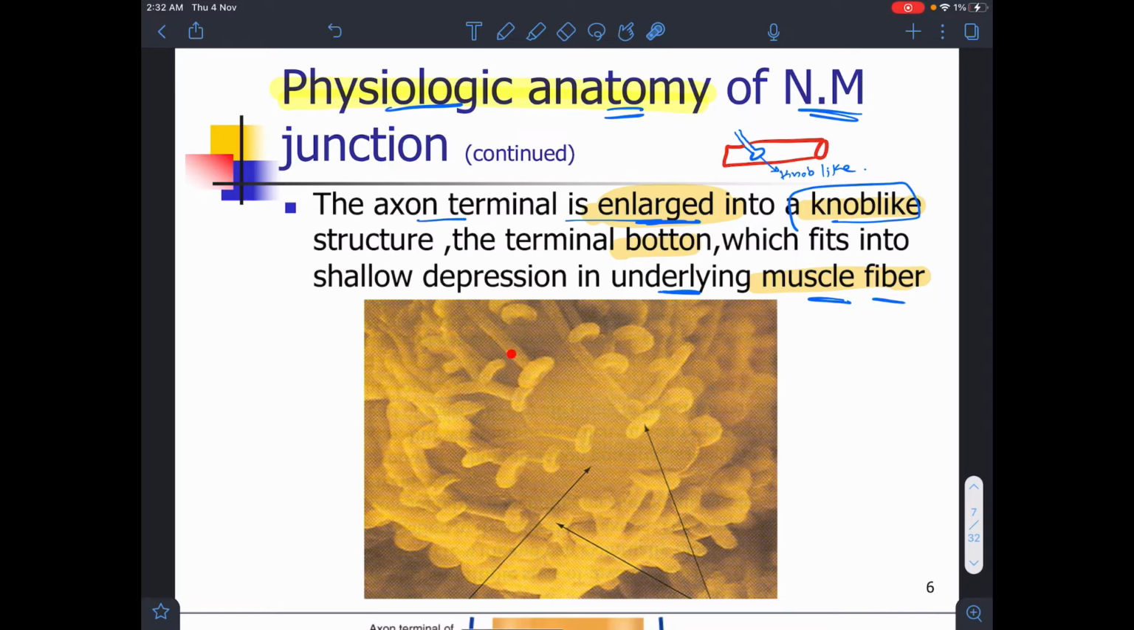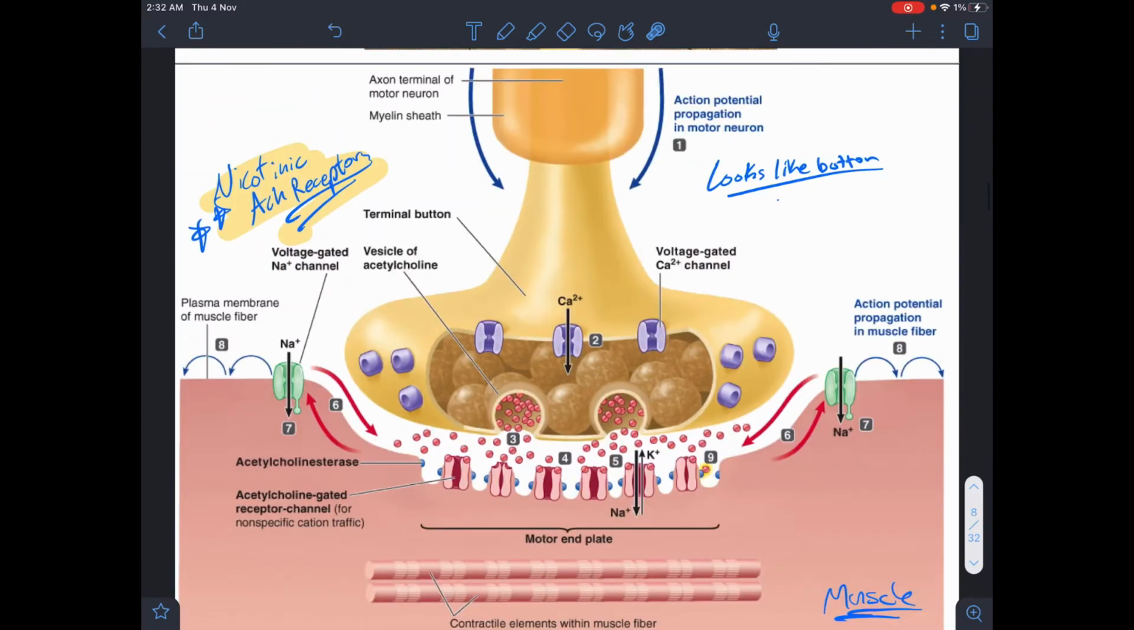When the axon reaches the muscle, it starts to become like a button. It's like a knob. Here is the muscle and here the axon arrives; the axon terminal becomes enlarged a little bit, like a button. The terminal button fits into a shallow depression underlying the muscle fiber. So this is the muscle.